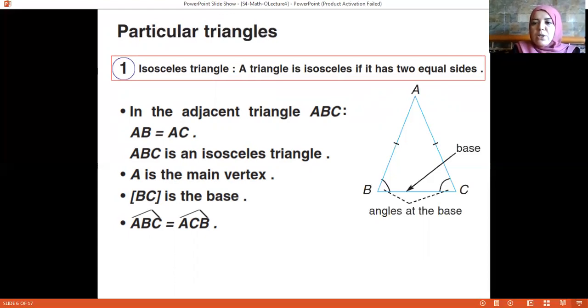So what did we learn now? We learned that there's something called an isosceles triangle, and in an isosceles triangle, we have two equal sides and two equal angles, and we have the main vertex, which is very important to identify which sides are equal and which angles are equal if you don't have a drawing. In this case, it's very obvious that AB is equal to AC because it's coded. But suppose we don't have any drawing, so the main vertex would help me a lot to know which sides are equal and which angles are equal.